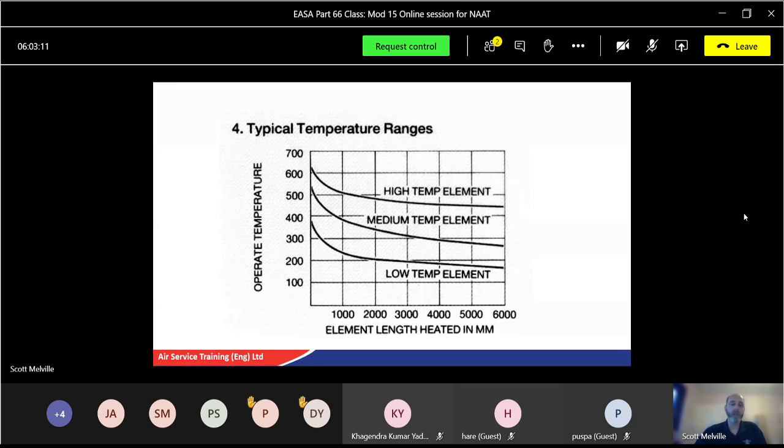And I'm just showing some typical operational temperature ranges against element length in millimeters, so 1 meter, 2 meters, 3 meters, 4, 5, and operational temperature. Again, just an indication of how they will sense temperature.